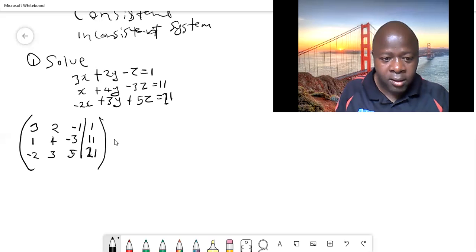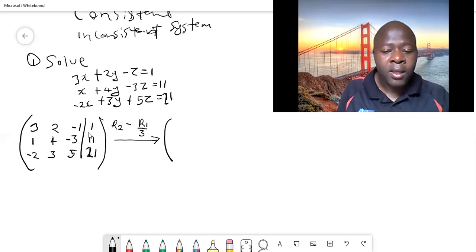So what I've said is, since I need a 0 in this position, I'll take row 2 minus row 1 divided by 3. Good. So that one we're just doing mentally. So let's write what happens. The first row remains the way it is, because we've not touched it. We're just doing it mentally.